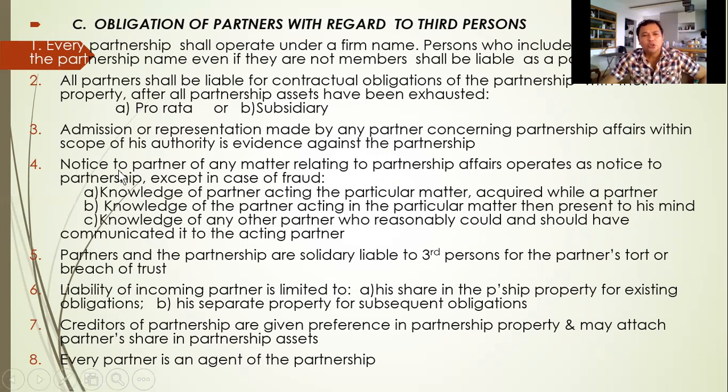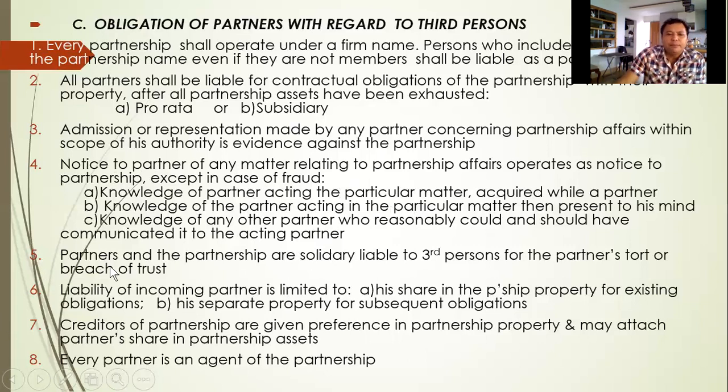Number 4, notice to partner of any matter relating to partnership affairs operates as notice to the partnership. In case of fraud, so letter A, knowledge of partner acting the particular matter acquired while being a partner. Letter B, knowledge of partner acting in the particular matter when present to his mind. Letter C, the knowledge of any other partner who reasonably could and should have communicated it to the acting partner. So when this notice comes to the knowledge of a partner in any of these situations here, then that is already notice to other partners. No?